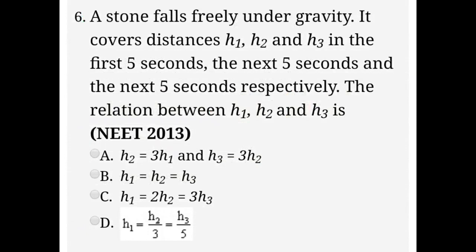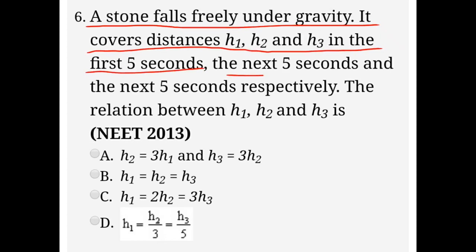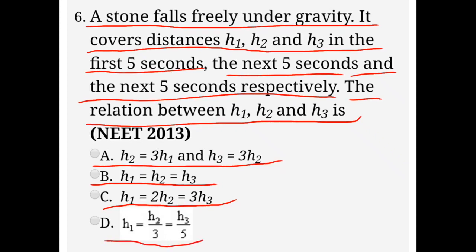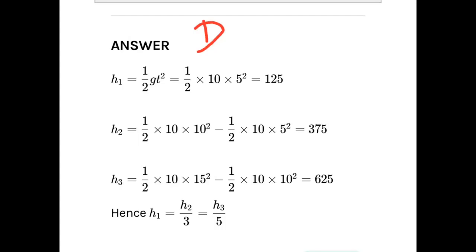Question number 6. A stone falls freely under gravity. It covers distances H1, H2 and H3 in the first 5 seconds, the next 5 seconds, and the next 5 seconds respectively. The relation between H1, H2 and H3 is, they have given 4 options. Option A, H2 is equal to 3H1 and H3 is equal to 3H2. Option B, H1 is equal to H2 is equal to H3. Option C, H1 is equal to 2H2 is equal to 3H3. Option D, H1 is equal to H2 by 3 is equal to H3 by 5. The correct option for question number 6 is D.